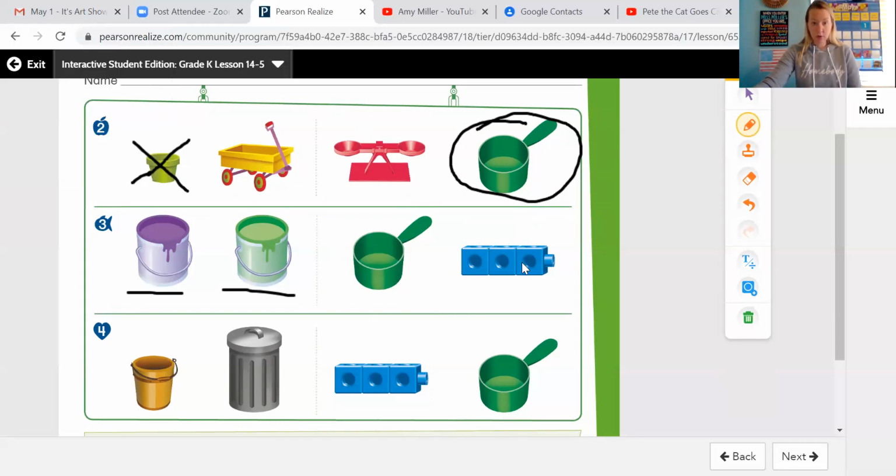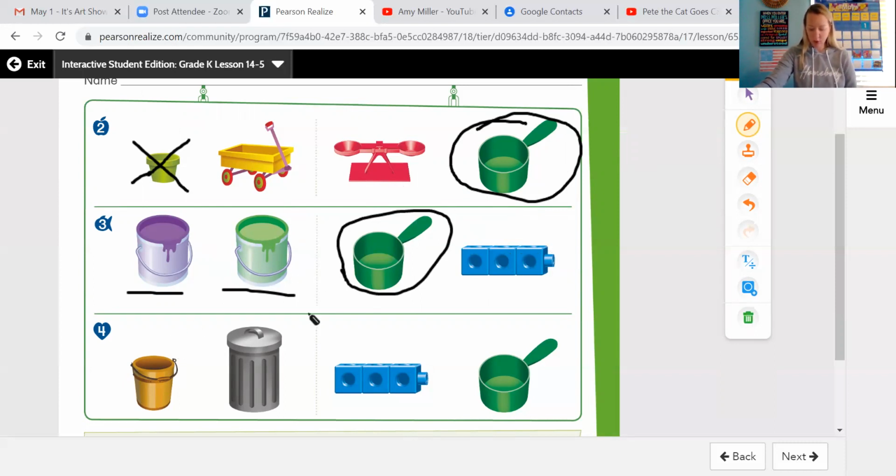All right. Now we're going to look over here. Which tool can we use to tell about how much the paint jars can hold? Would we use a measuring cup to determine how much they hold or a cube train? If you said measuring cup, you are correct. Circle that measuring cup.